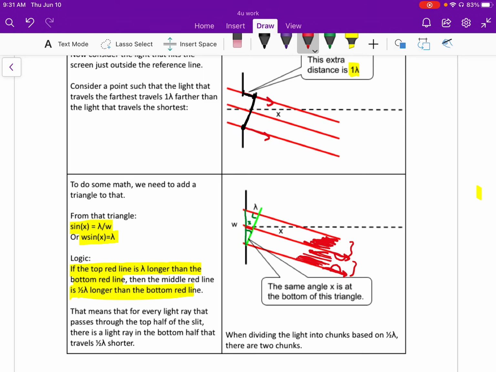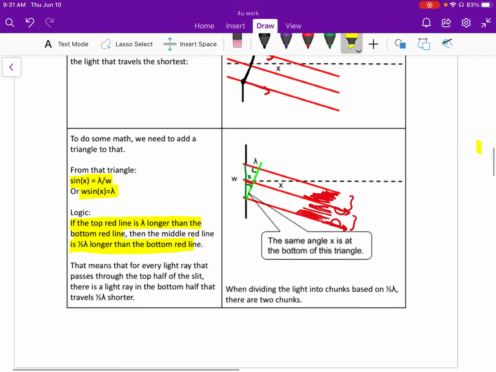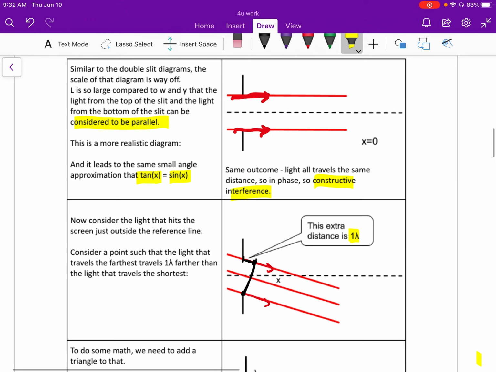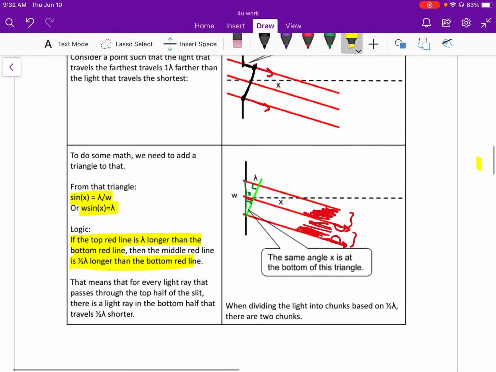Since there's two bundles and they just keep pairing up and canceling off, they completely cancel each other out. For every ray in the top half, there's one in the bottom half. Since there's a complete canceling, this is going to be a dark spot. Every light ray in the top chunk is canceled by a light ray in the bottom chunk. So it was a bright spot when we're at our angle of 0. It is a dark spot when our angle matches W sine x equals lambda, because of this even number of bundles and this evil twin pairing off.